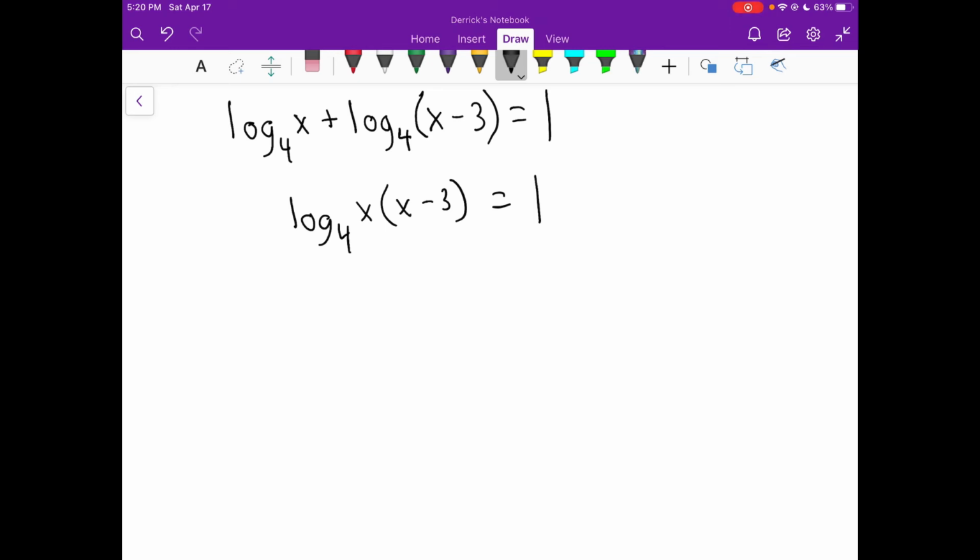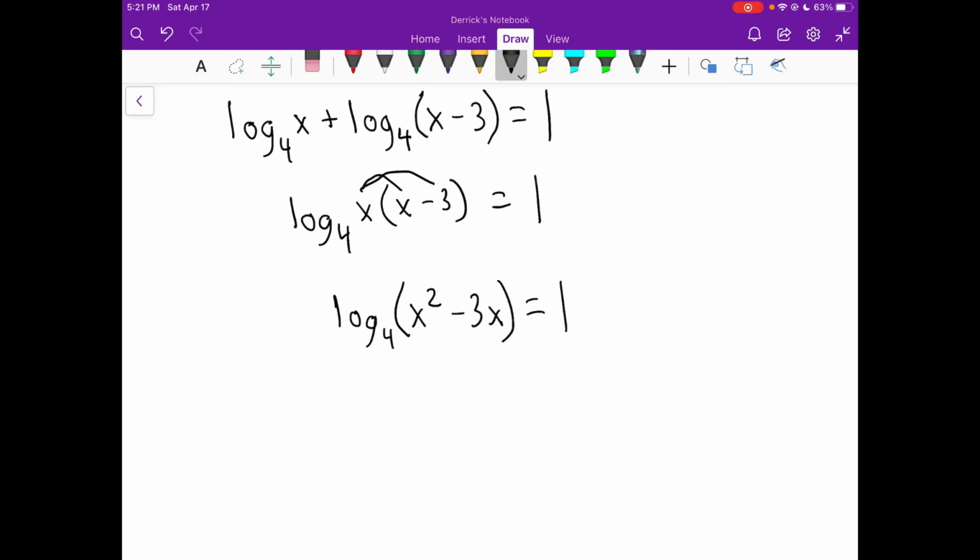So let's go ahead and take x times x minus 3. That'd be a distributive property. X times x would be x squared, and x times negative 3 would be negative 3x. And now, I think we're ready to change to exponential form.